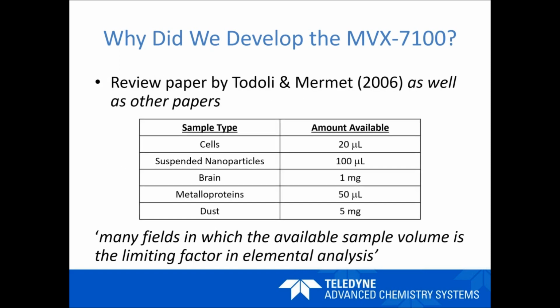So this is not just a question that's been coming to us in recent years. There was a review paper released back in 2006 which discussed this as an issue, and a number of sample types were proposed whereby the sample volume or sample mass might be a challenge. The sample types are mostly from biological or clinical applications, but they all point to the same conclusion, which is that the available sample volume is a limiting factor in elemental analysis, or certainly can be.